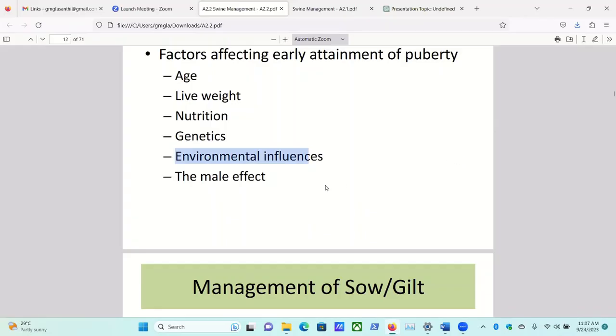And the environmental influences, especially the environmental stresses, decrease, that means delay the puberty, stress factors. And the last one is the male effect. That means once the female animal sees the male animal and breathes the odor of the male animal, which has pheromone to stimulate the female animal, the particular female animal may attain puberty early.